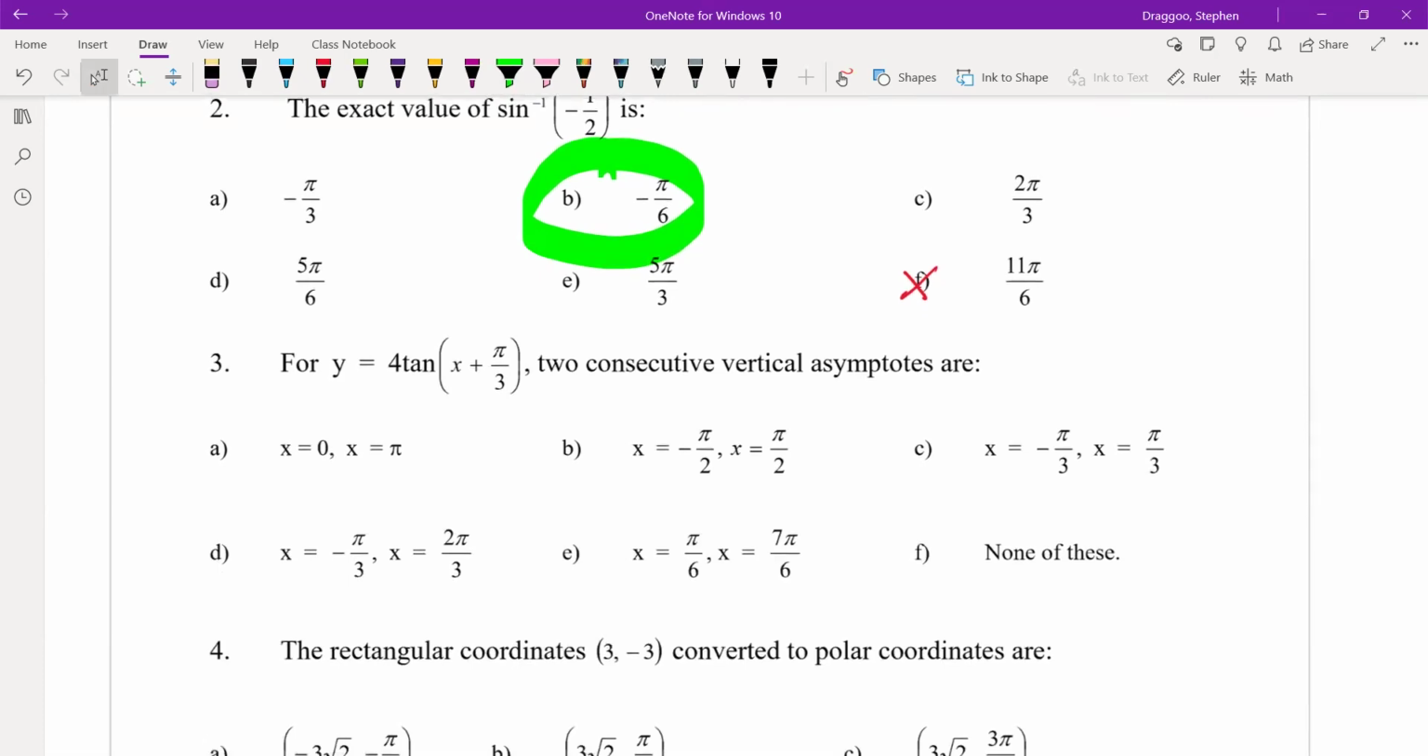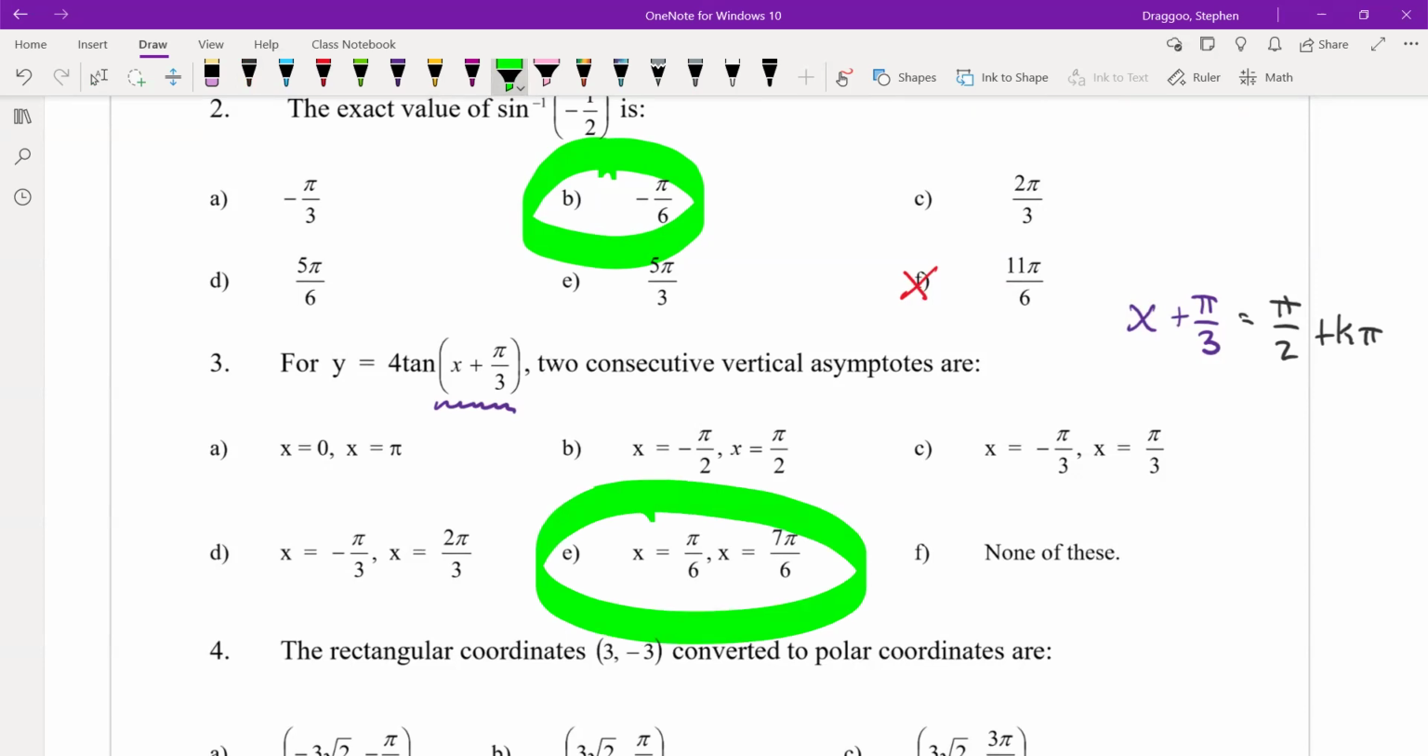All right. This next one for tangent equals x plus pi over 3, I'm gonna set this one up just for fun. This should be x plus pi over 3 is equal to pi over 2 plus k pi. I'd solve that thing for x, I'd pick out the first couple of asymptotes, and I'll get that the answer is E. It's those two, if you solve that too.